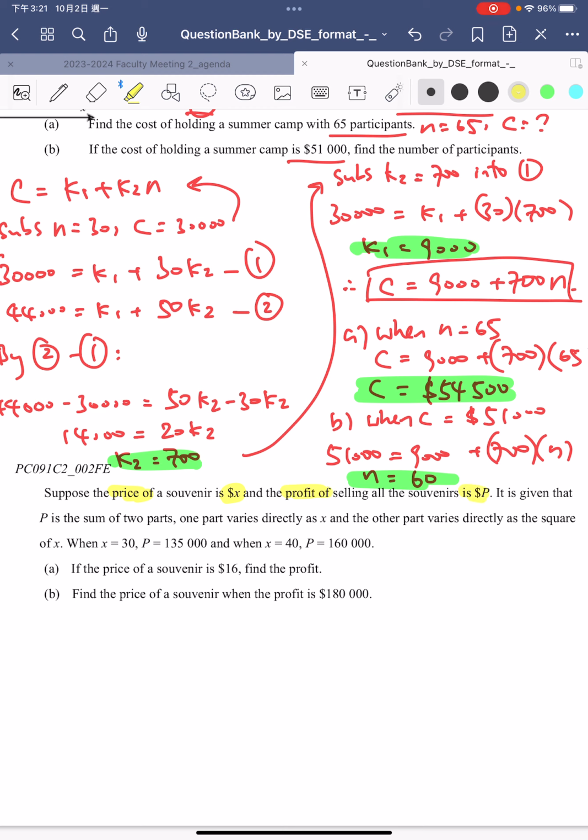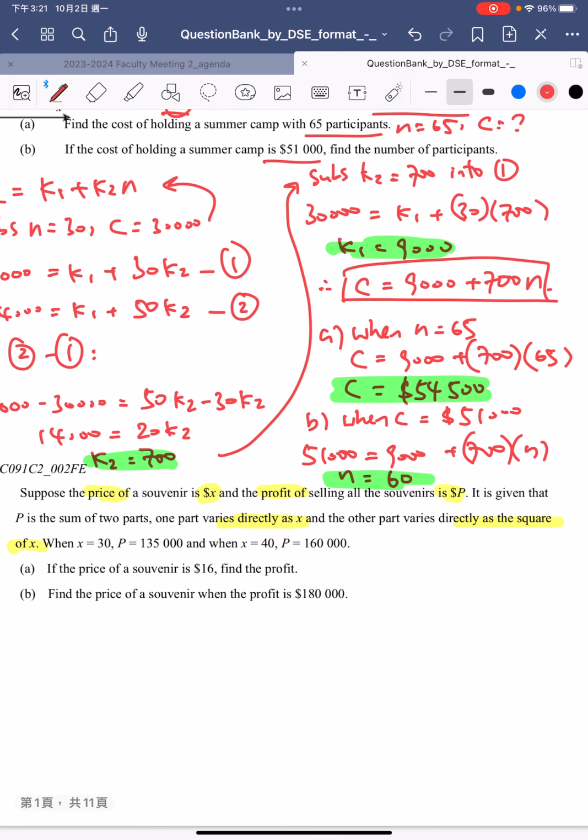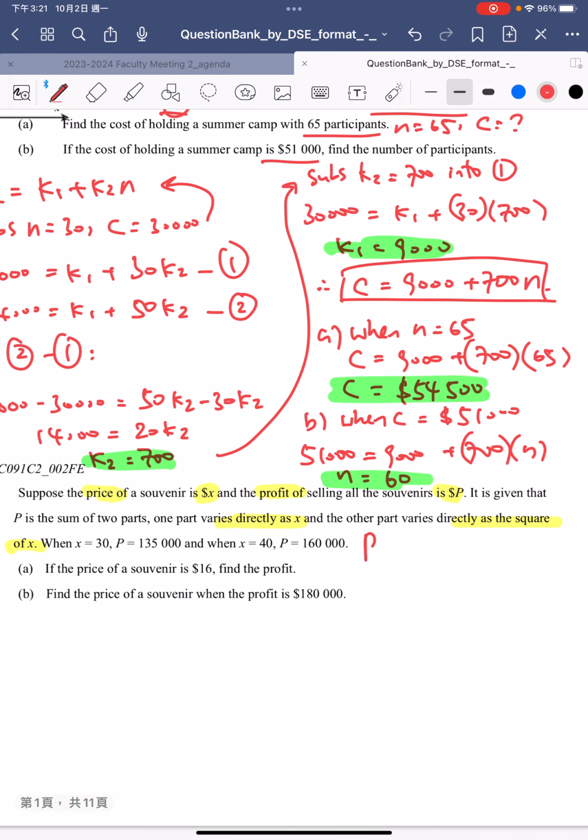So it's given that P is a sum of two parts. One part varies directly as X, and the other part varies directly as the square of X. So from this sentence, we can say that P is the sum of two parts, so we can write P is equal to something plus something, isn't it? The first part is going to be directly as X, so we have the first part is K1X, and the second part, they said, varies directly as the square of X, so this is X squared, and just add another constant K2. So that's the relationship between P and X.